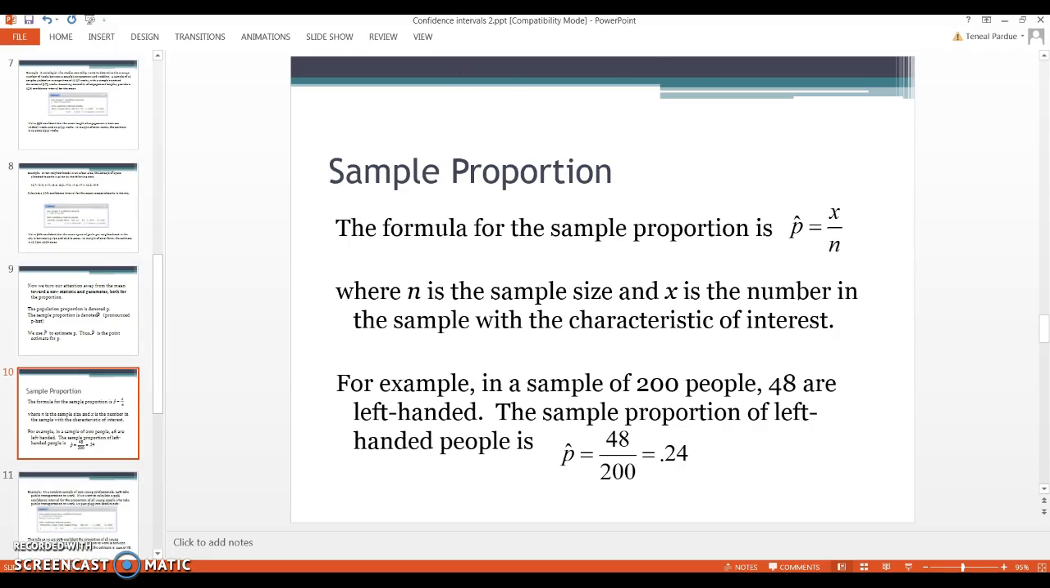To calculate the sample proportion, we just take the total number in a sample with whatever characteristic we're interested in and divide it by the total number in the sample. So if we have a sample of 200 people and 48 of them are left-handed, that sample proportion is going to be 48 out of 200. It helps a lot if you can rephrase your data as x out of n. Here we've got 48 out of 200. And that's going to be a clue for you that what we're looking for is the proportion and not the mean.